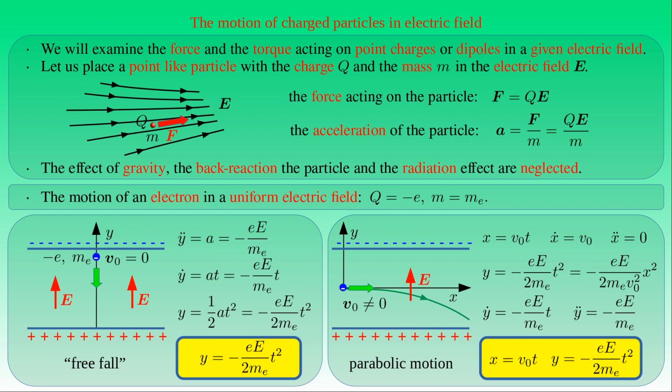If its initial velocity is not perpendicular to the field lines, then we can talk about a general projectile motion, where the parabolic trajectory of the electron is tilted.